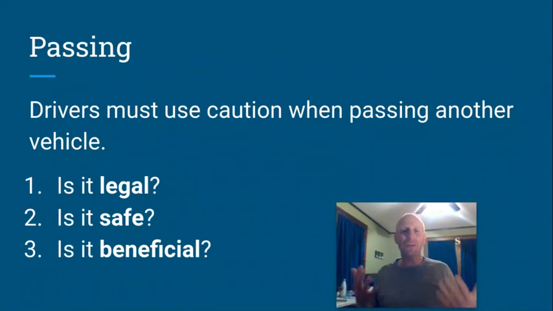Is it actually beneficial? If you're coming home from Edwardsville to Staunton, you've already gone past D Camp, you're almost back to town, the car in front of you is only going a few miles an hour below the speed limit. Are you actually going to gain anything by passing them? Is it really beneficial? Is it worth the risk of making the pass? If the answer is no, then don't pass.